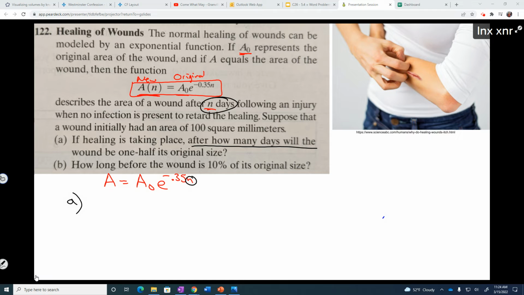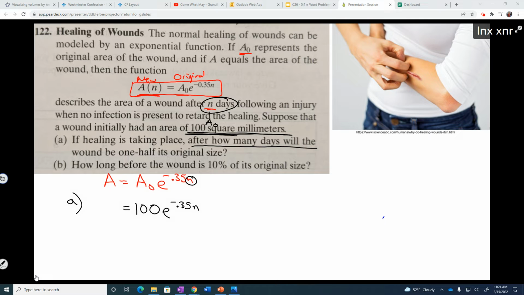So we should be able to replace A and A naught, A sub 0. So the original size is 100. It tells us that. So that's our A naught. It's 100. So we're gonna put 100 here. E. Okay. E is just always going to be E. E is a constant. Negative 0.35. N is what we're going to try to solve for. So we shouldn't be able to plug anything in for N. That's what we're going to try to find, the number of days.